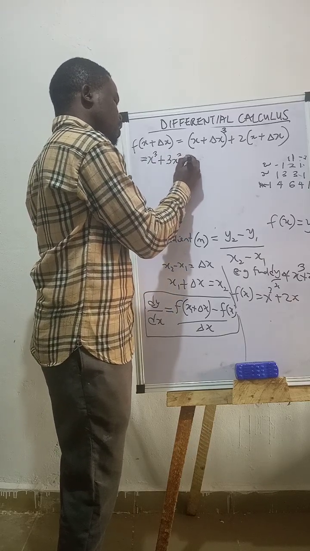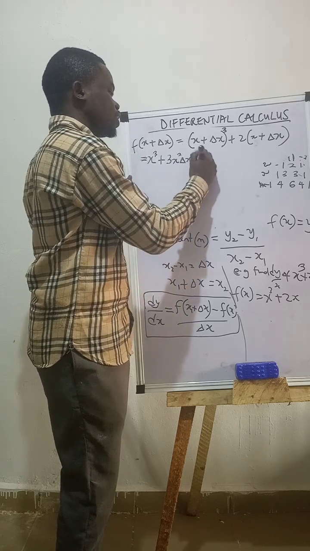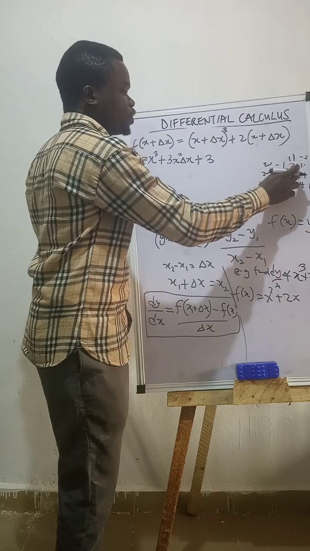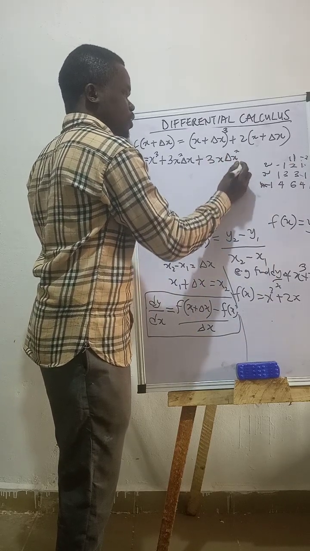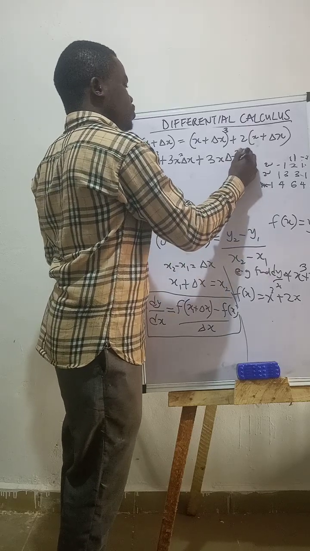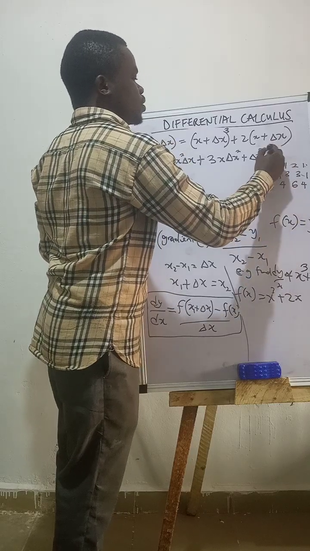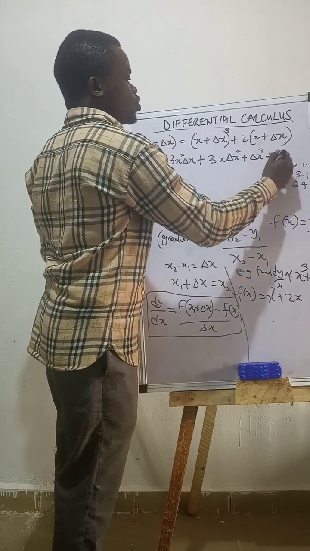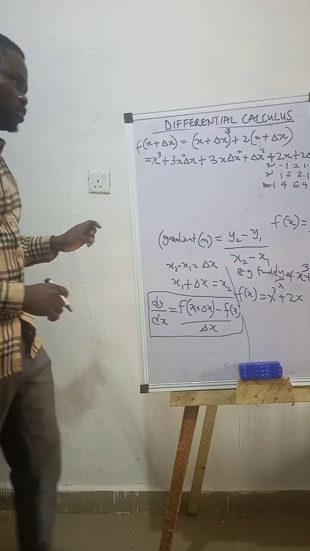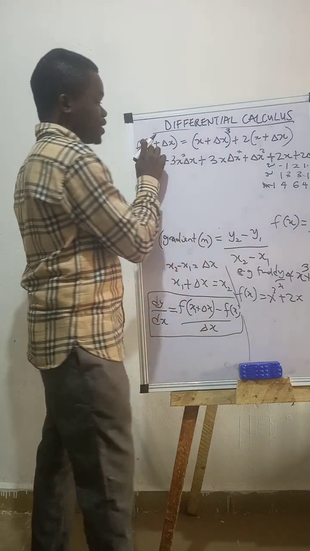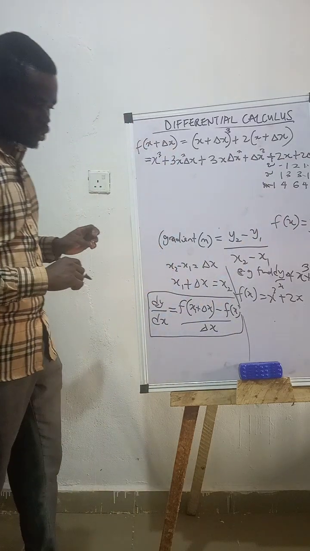3x squared times change in x. As x power is reducing, the change in x power is increasing. Plus 3, where do we get the 3 from? This 3. 3x times change in x squared. And plus change in x cubed. Plus, opening this bracket, 2x plus 2 times change in x. So this is the value of f(x plus change in x). Now we have gotten everything we need.